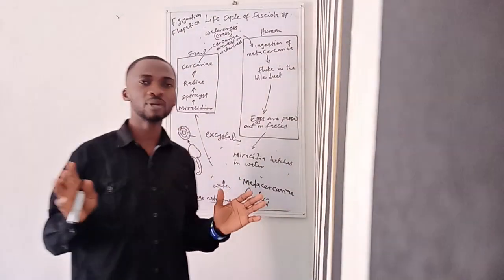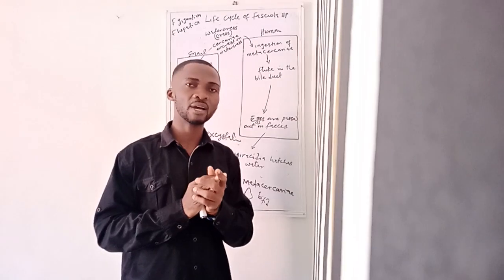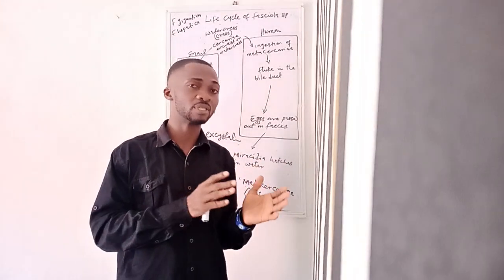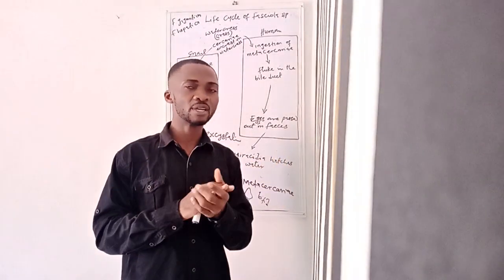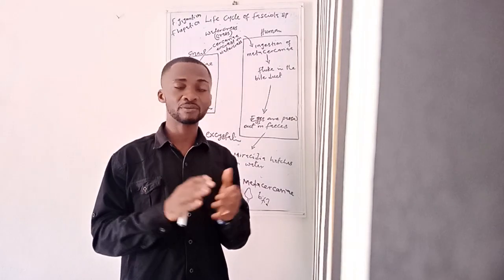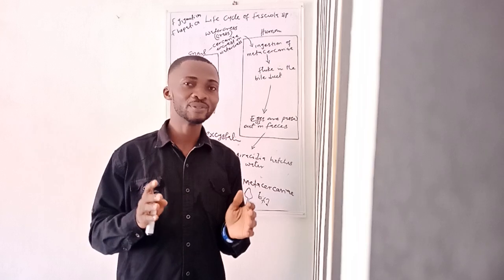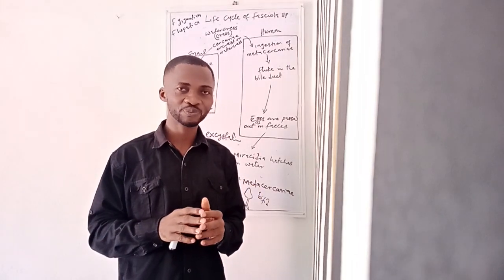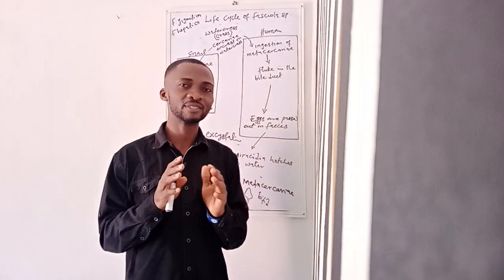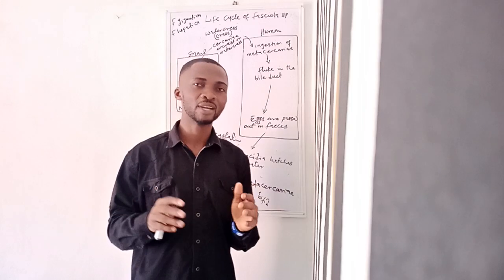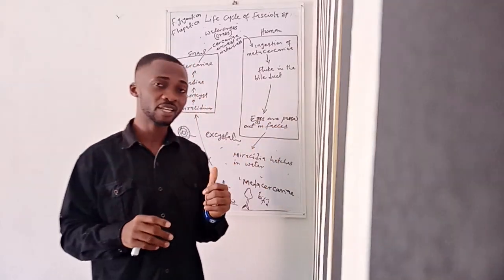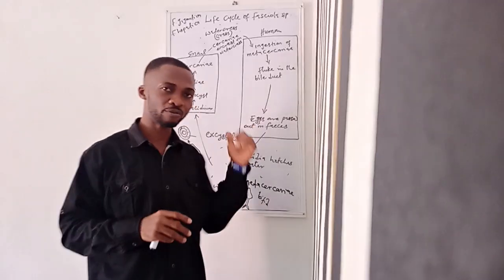Then when it comes to similarities, of course, they are similar. Don't forget they belong to the same class Trematoda. They use the same aquatic environment for the propagation of their life cycle. And of course, they use snail as their intermediate host. So these are some of the similarities between Fasciola and Schistosoma. Quickly, let's go into the life cycle of Fasciola.